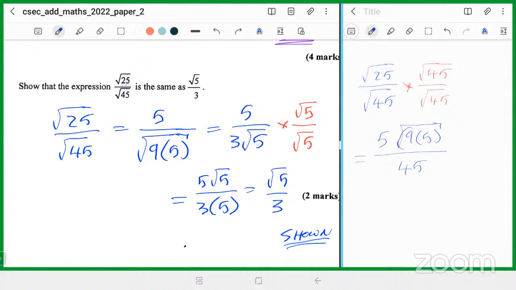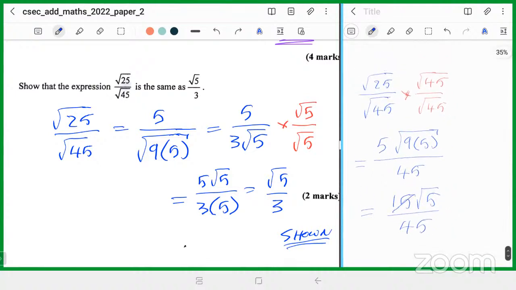Then I'm going to break away this 9. Root of 9 is 3. And the 3 times the 5 is going to give me 15. So I'm going to end up with 15 root 5 over 45. Then 15 goes into 45 3 times. So it then will become root 5 over 3, which is the same thing. See that? So I just did it this other way to show you that it's not one way to do it. Okay? You understand that?